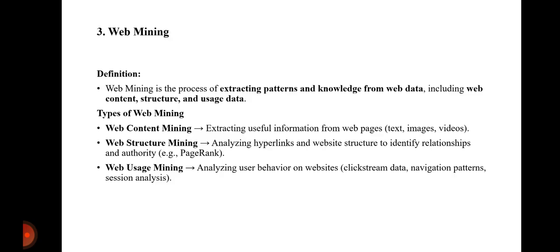Web structure mining focuses on the structured information of the web, specifically the hyperlinks that connect different pages. So, by analyzing these connections, patterns and trends in website structures and information flow can be identified. Then web usage mining involves analyzing user interaction data such as server logs and click streams to discover user browsing patterns and behavior. This data can be used to personalize user experiences and improve website design.